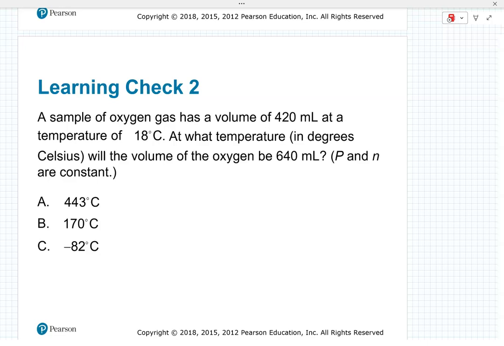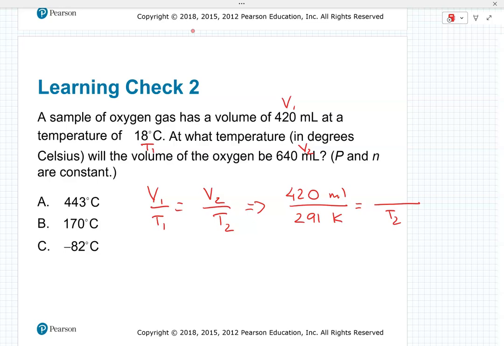Same here. Now you know what we need to do? So this is V1, this is T1, this is V2. So write down this: V1 over T1 equals V2 over T2. Okay? Good? So that means 420 over, what is the number? 291 Kelvin. You're right, 291. And here, what should I do? T2, and 640 on top. Wait, am I wrong? Oh, 640. I'm sorry. I misread this.